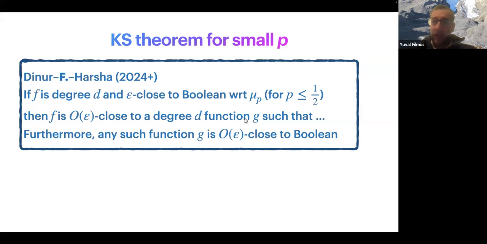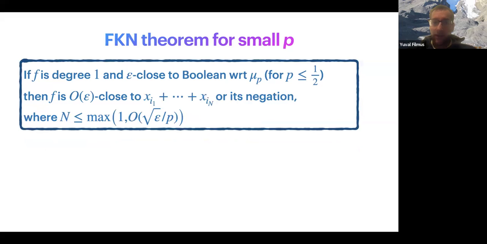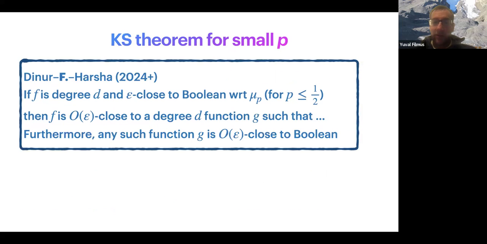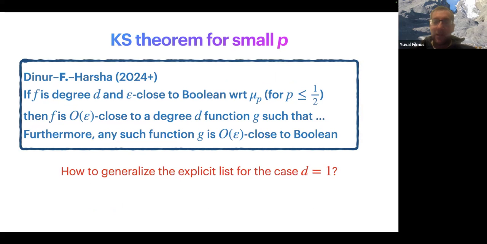Okay, this is exactly what we had in the degree 1 case. Here we gave an explicit list of functions. So in the degree 1 case, f must be close to either a sum or its negation. And this is tight in the sense that these sums are actually close to Boolean. Okay, so our goal here is to find a similar type of statement. But it's not so clear whether we're going to have an explicit list like we had in the case d equals 1. So in the original version of the paper, we gave some examples of some degree 2 functions which could be close to Boolean. And it's not so clear how to find the general structure.